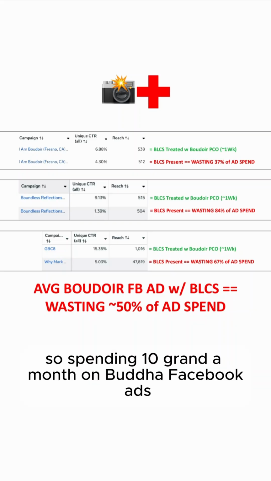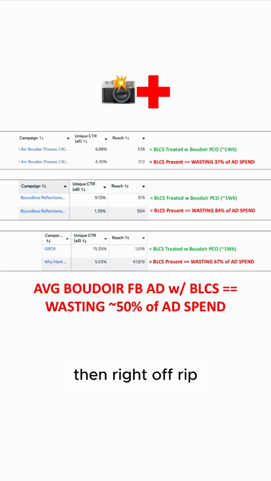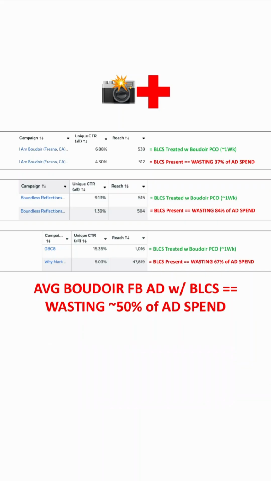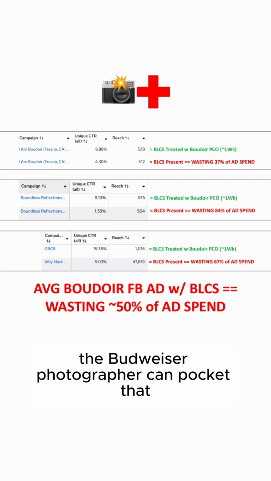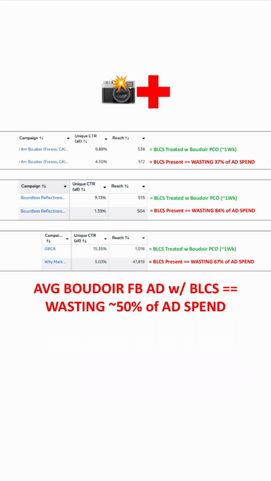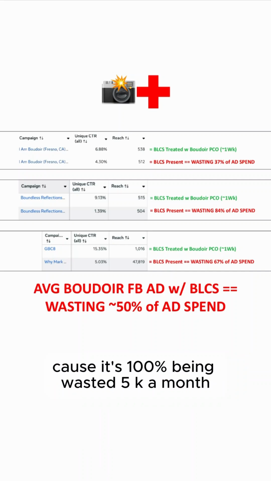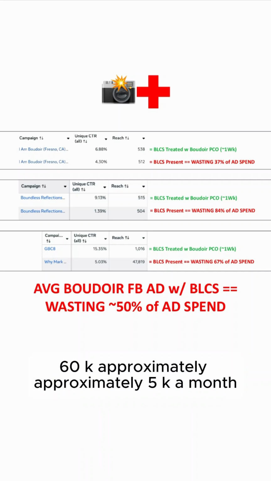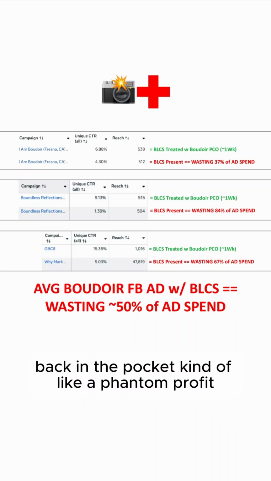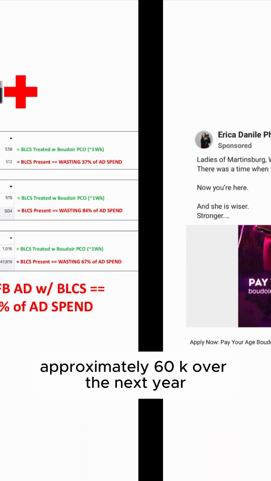So, spending 10 grand a month on Boudoir Facebook ads, right off the bat approximately 5K every single month is being wasted. As a result, we can eliminate that. The Boudoir photographer can pocket that instead of sending it to the Zuckinator and getting zero out of it because it's 100% being wasted. Approximately 5K a month, approximately 60K in the next 12 months, back in the pocket, kind of like a phantom profit, Boudoir Pico profit year.